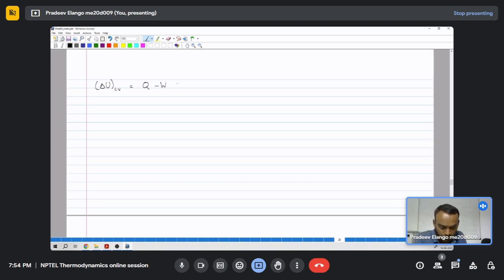And then we have m dot inlet with an enthalpy Hi minus m dot outlet with an enthalpy Ho. Here the change in internal energy of the system is 0 because it is at steady flow. The internal energy of the compressor as such is 0.